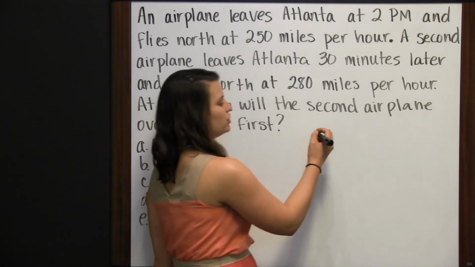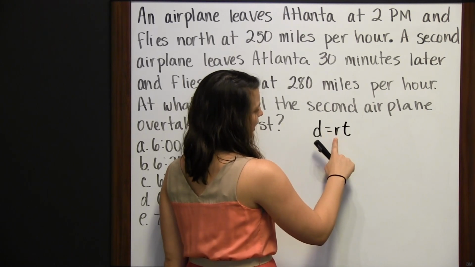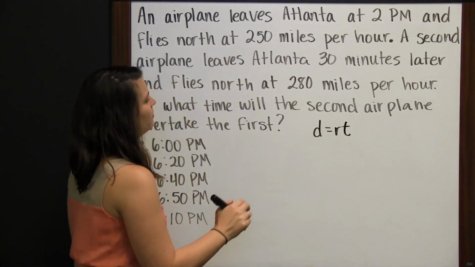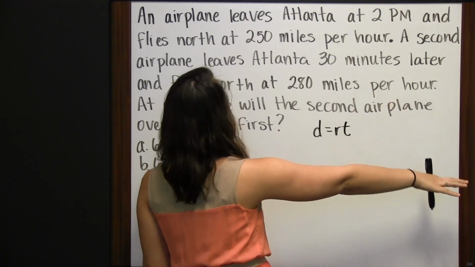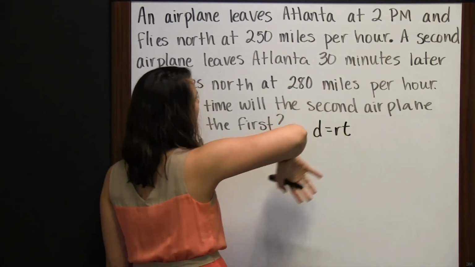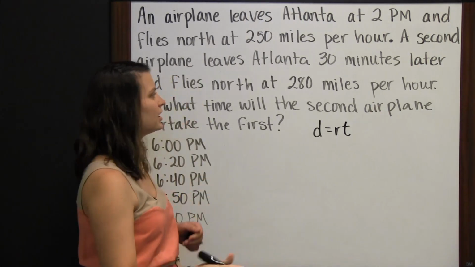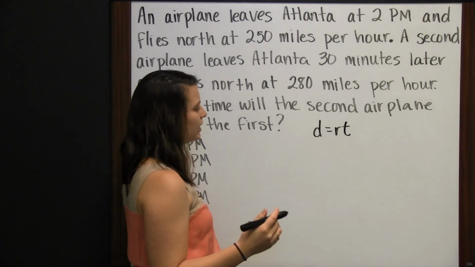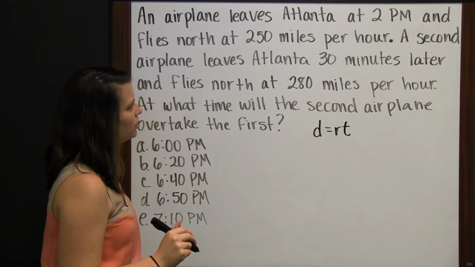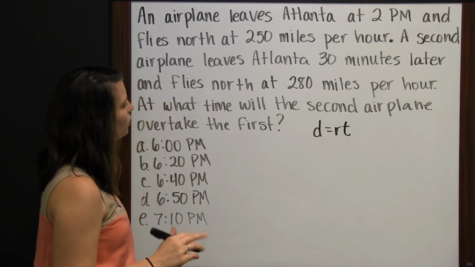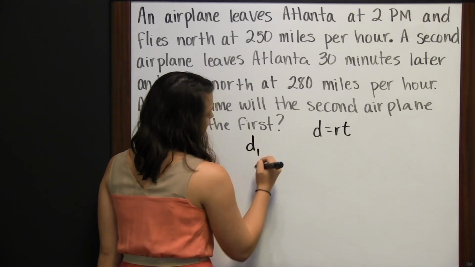Well, this is a DIRT problem, or distance equals rate times time. You see, we've got time, 30 minutes later. We've got rate, 280 miles per hour, 250 miles per hour. We've got distance here because both these planes are flying a distance, and that's how their rate and time are related. So we need to use this formula to help us organize our data. So first, let's find the distance for the first airplane.